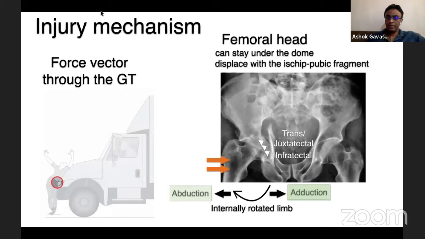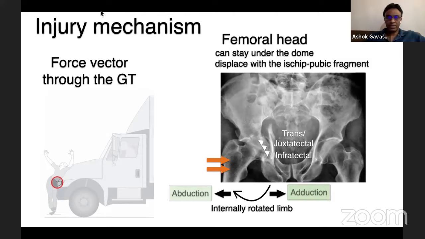Depending on where your fracture is, the femoral head can stay under the dome, which is commonly seen in infratectal varieties, and it can also displace with the ischiopubic segment in a medial direction, which is commonly seen in transtectal types. And if that is the case, the femoral head can be subjected to a lot of chondral damage, and you may have to consider transient lateral traction before you get into definitive fixation.